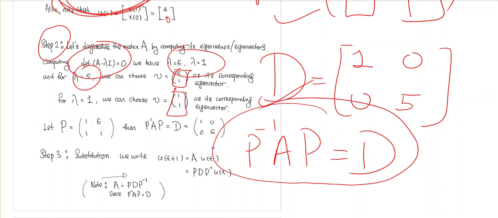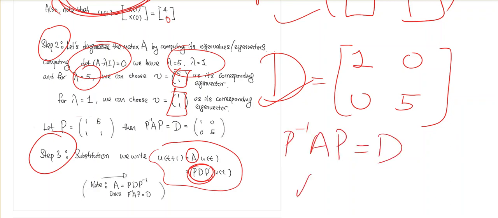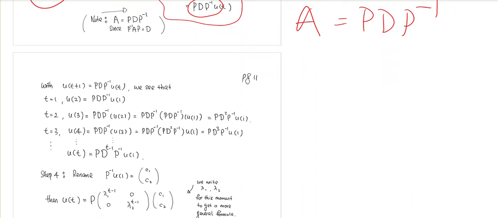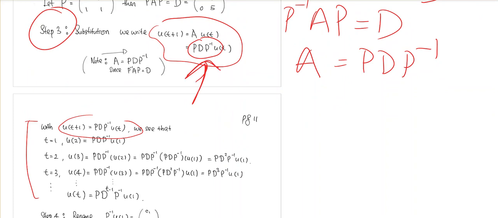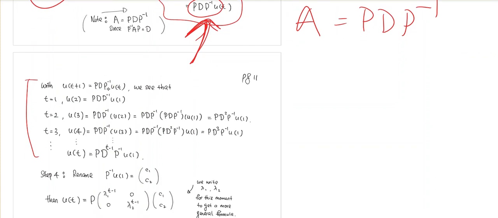Once we diagonalize matrix A, we move to step 3 with a substitution. We have u(t+1) equals A u(t), and now we can write A. Because P inverse A P equals D, A is going to be P D P inverse. Now we can start the computations. This is the format we prefer to use. We don't want to involve A anymore, so we write A as P D P inverse.